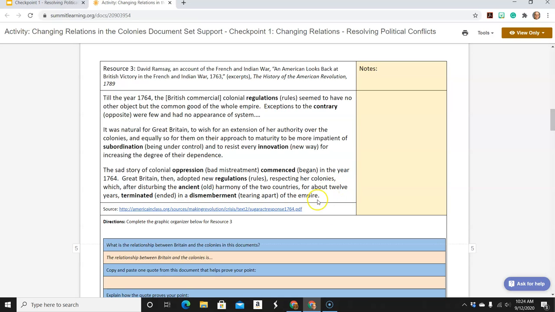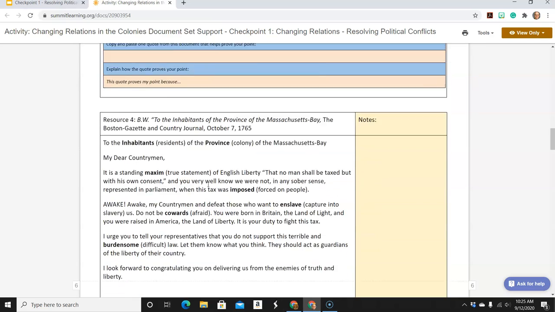It says, for about 12 years, terminated or ended in a tearing apart of the empire. So what this last part is saying is because of the taxation on the colonies, it led to the Americans declaring independence.